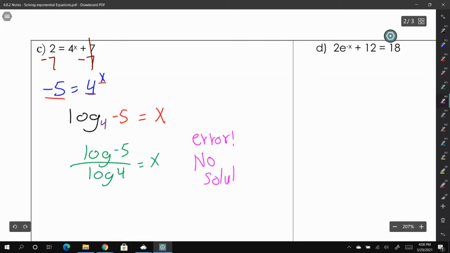And remember, we talked about this the other day, that you can't take the log of a negative number. That's why when solving log equations, we have to plug x back in. You don't have to do that for exponential equations. You don't have to plug x back in. But we may get a situation where there's no solution. And here, we can't take the log of a negative number. So this had no solution.